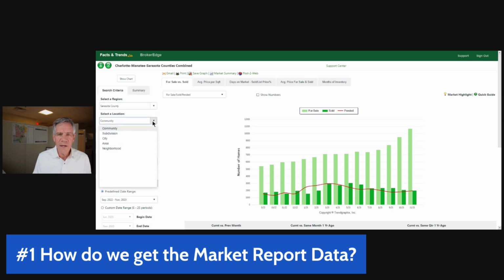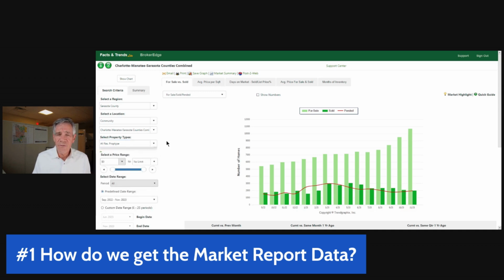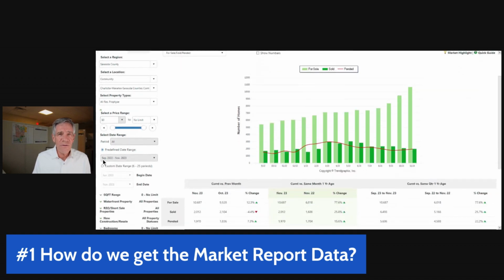And then you would come in here and select either a community, an area, a subdivision, and then the type of property. Now, most of these videos that I do are just on single family homes. I don't bring in the condominiums, duplexes, things like that. So mainly these are just going to be single family homes that come up in this criteria. And then as you can see down here, it defaults to September of 22 through November of 23, which gives us a pretty good amount of history data.